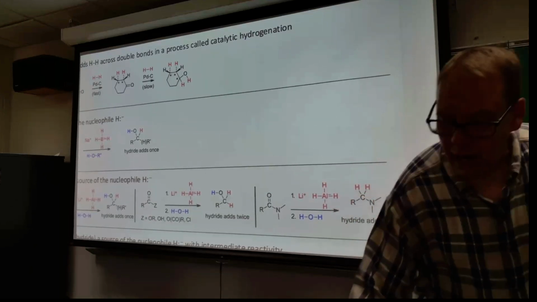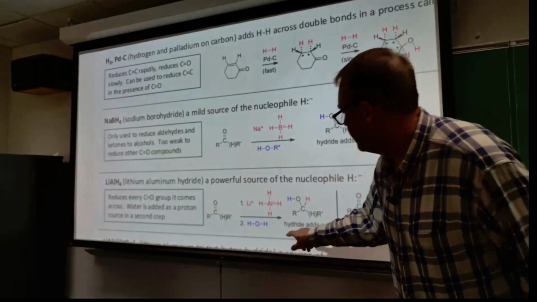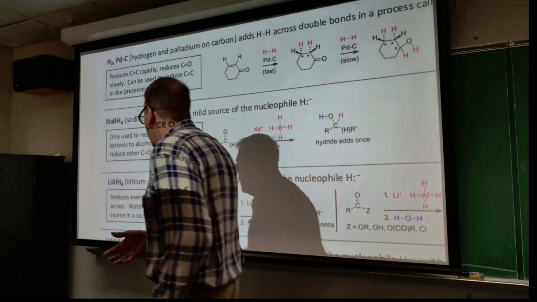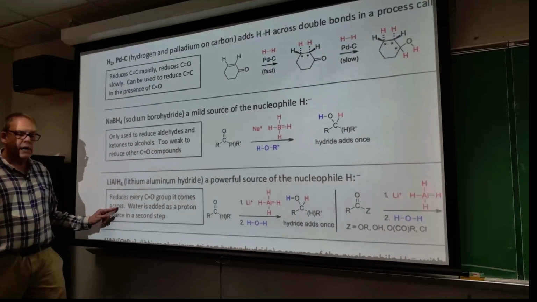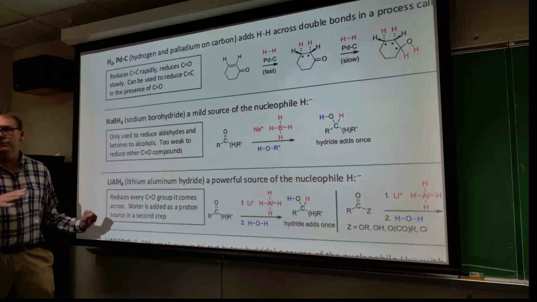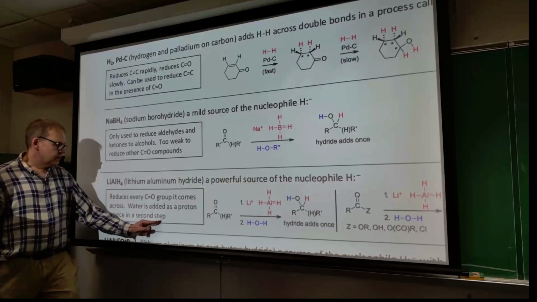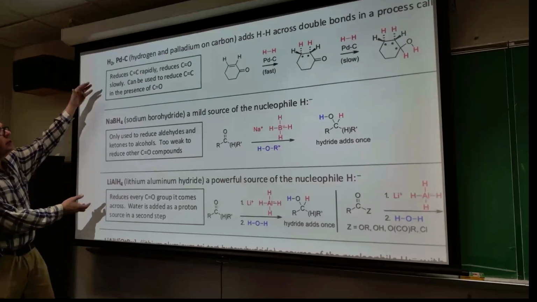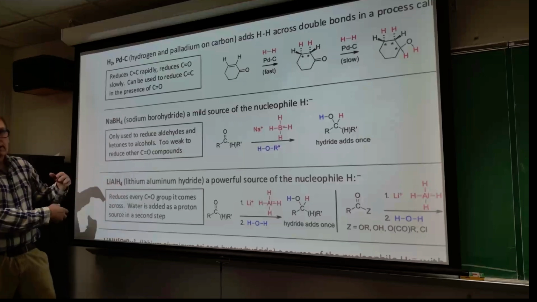But for right now, with aldehydes and ketones, we're going to focus on this first box, this first reaction, and talk about that. And basically, the bottom line is lithium aluminum hydride reduces every carbonyl group it comes across. Every C double bond O it sees, it reduces. It adds H- to it. Water is added as a proton source in the second step. Okay, so this covers the reactivity of aldehydes and ketones. This page right here, these 3 reactions.